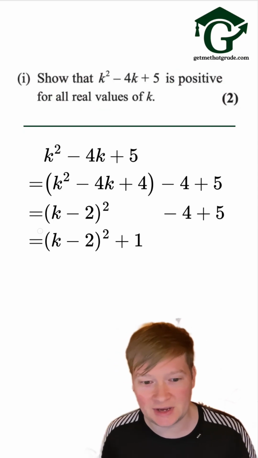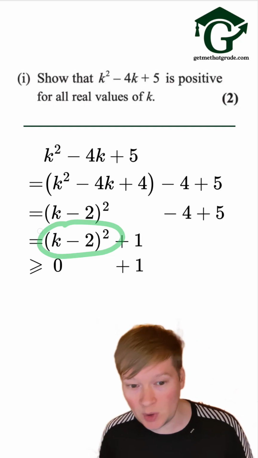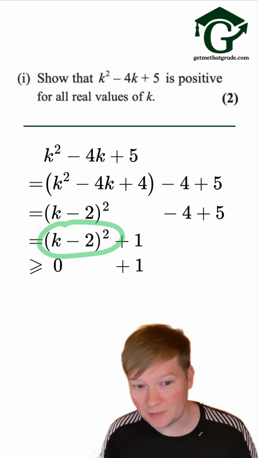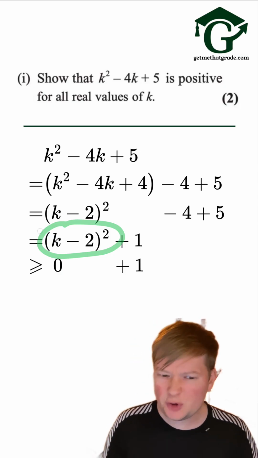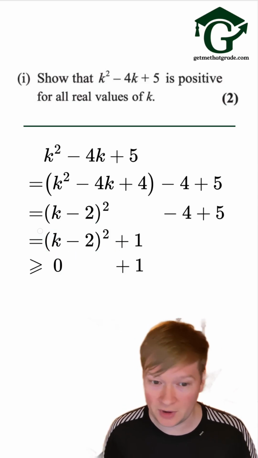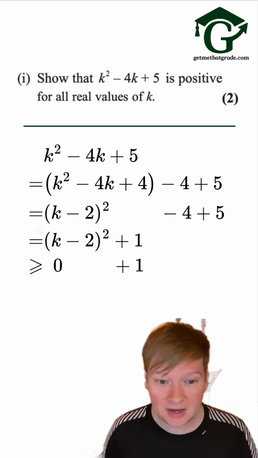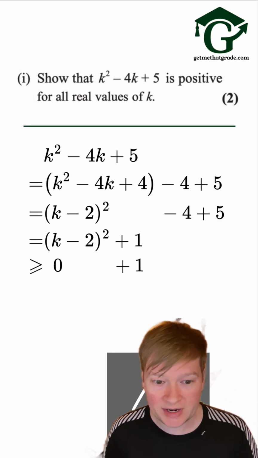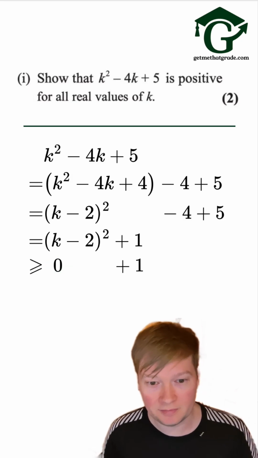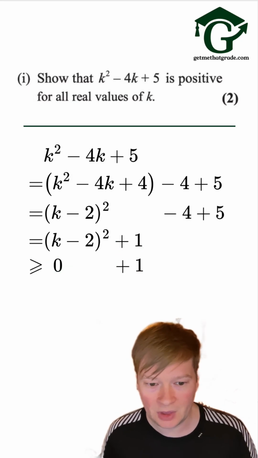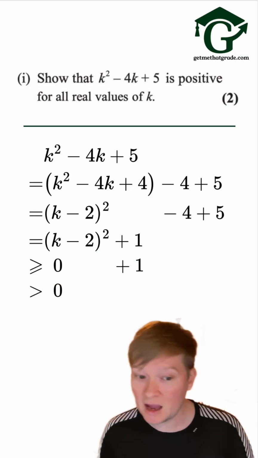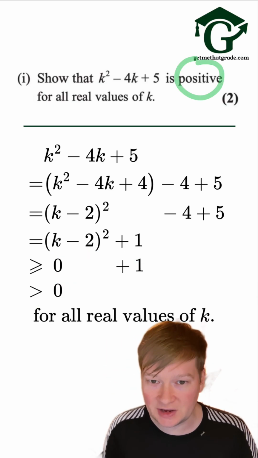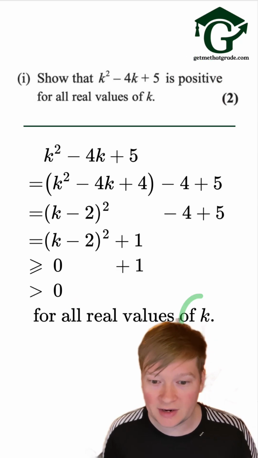Why is this positive? Well, this is a squared term, so it can never be negative. It can never be less than 0. It could be 0 if k equaled 2. Yes, that's true, but it could never be less than 0. So this part we can say is greater than or equal to 0, plus 1 with this 1 here. 0 plus 1 is 1, and 1 is greater than 0. So it's strictly positive for all real values of k.